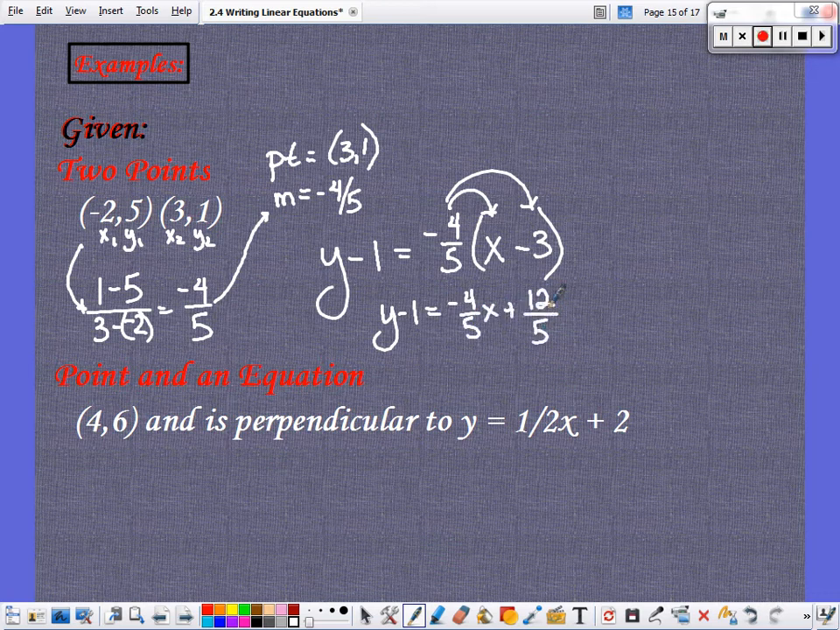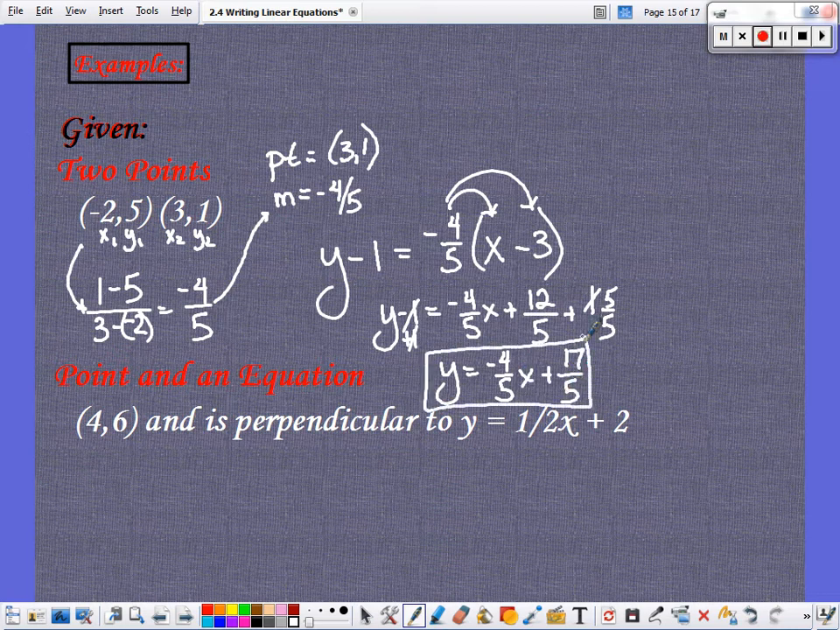4 times 3 is 12. Negative times negative is positive. That's how I got that. Then I go ahead and add 1. Well, anytime you add fractions, don't you have to have a common denominator? So instead of 1, I'm going to write this as 5 over 5 so I can add those two. That's gone. y equals negative 4/5 x, and then 12 plus 5 is 17 over 5. So even a complicated one like that is manageable. It's the same process over and over.